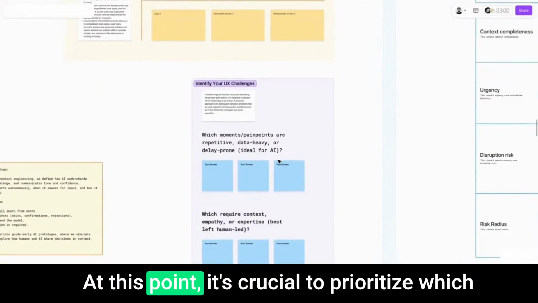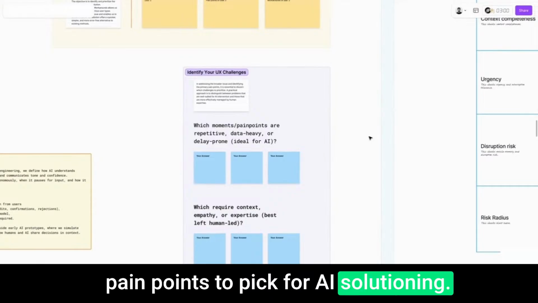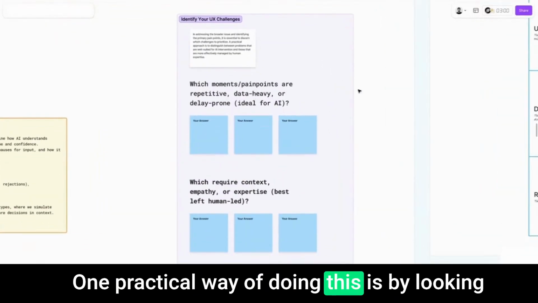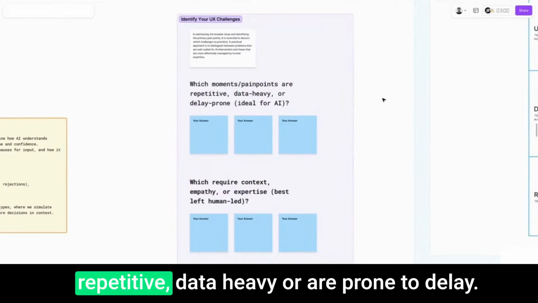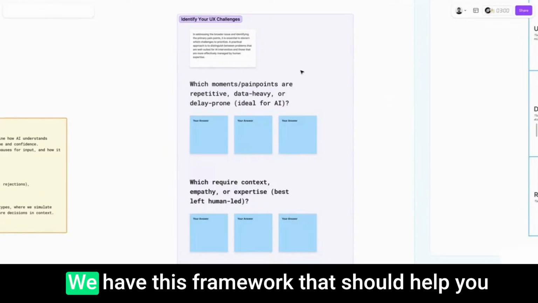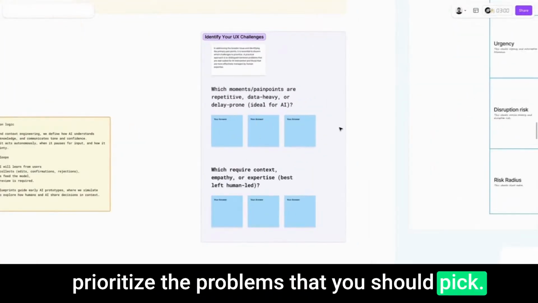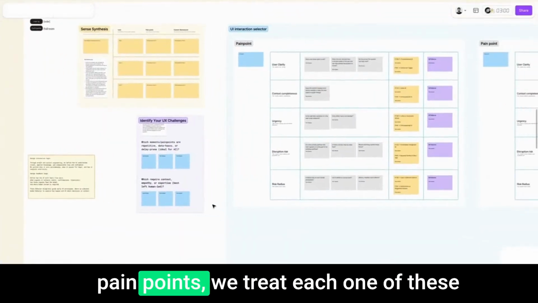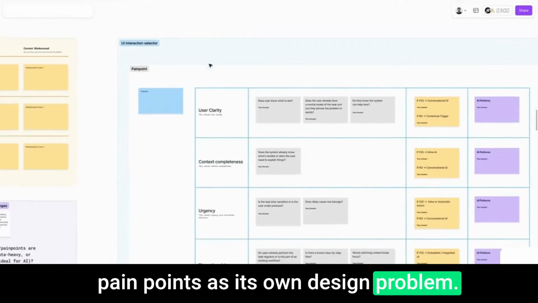At this point, it's crucial to prioritize which pain points to pick for AI solutioning. One practical way of doing this is by looking for problems, moments, or pain points that are repetitive, data heavy, or are prone to delay. We have this framework that should help you prioritize the problems that you should pick. Once you have identified the crucial pain points, we treat each one of these pain points as its own design problem.